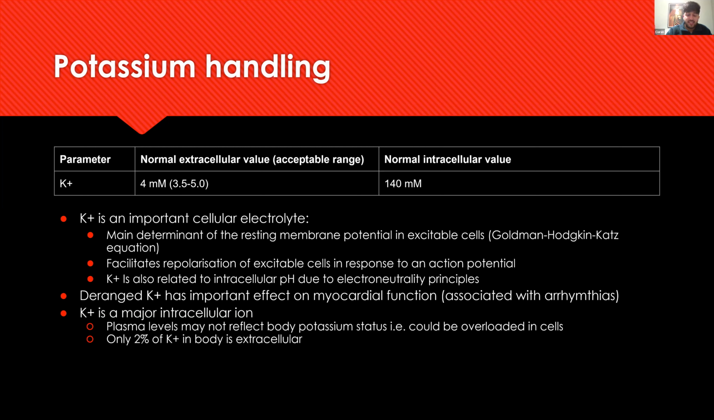So first of all, it's the main determinant of the resting membrane potential in excitable cells. It also facilitates the repolarization of excitable cells in response to an action potential. And then finally, potassium is also related to the intracellular pH due to electroneutrality principles. So for example, you'll see that sometimes when acid is lost, this is then exchanged for potassium in order to maintain the electroneutrality across both sides of the membrane.